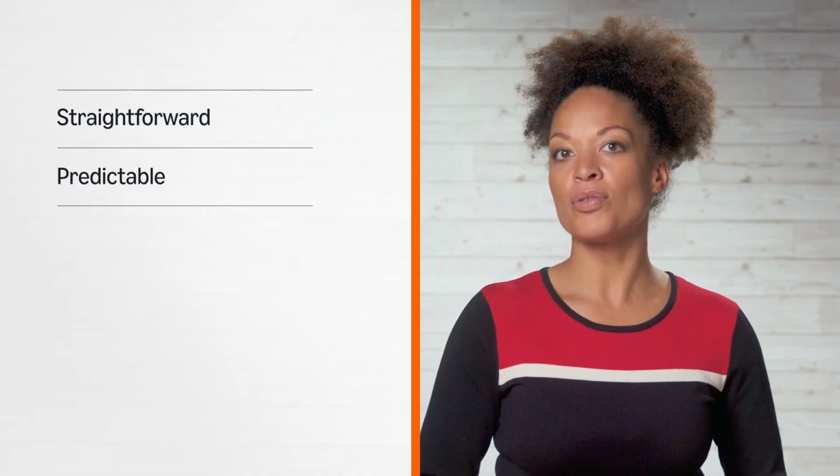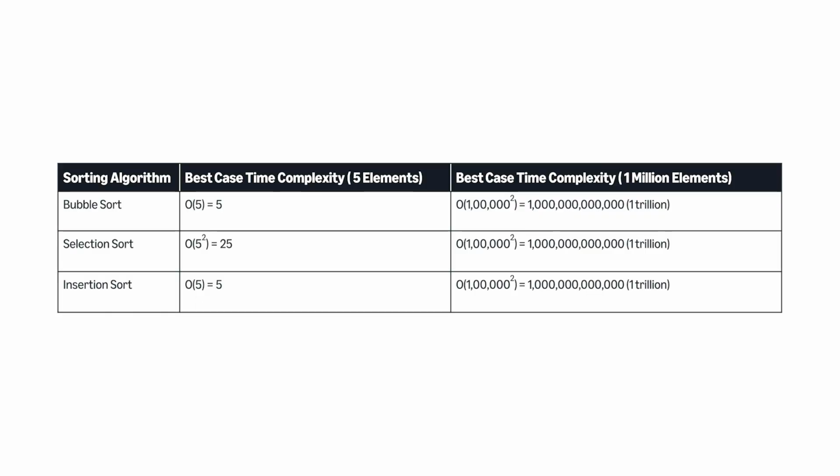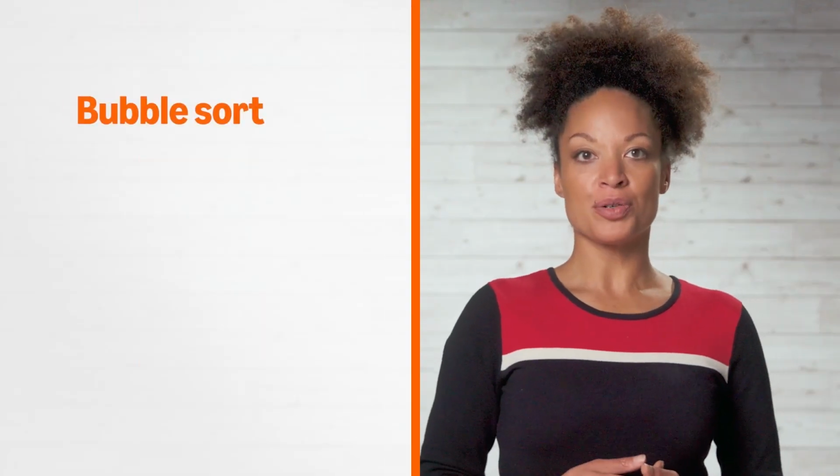You need to know all 3 algorithms' best and worst case scenarios. Let's explore examples of best and worst case time complexity for the 3 sorting algorithms. The selection sort has the highest time complexity for 5 elements, making it the least preferred option. Let's start with bubble sort.